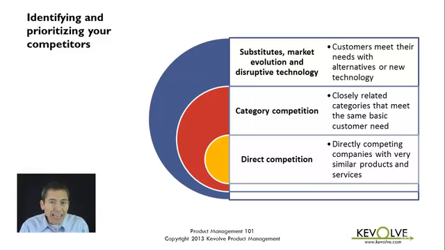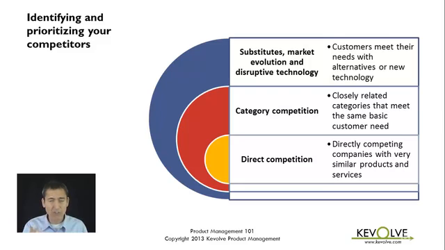But which competitors to analyze? You need to identify and prioritize your competitive set. We're going to do this in 3 levels. The first one, let's start at the bottom, is direct competition. These are the companies that you know very well, that you're directly competing against. You've got very similar products and services. You meet them in the market with the same customers and the same channels.